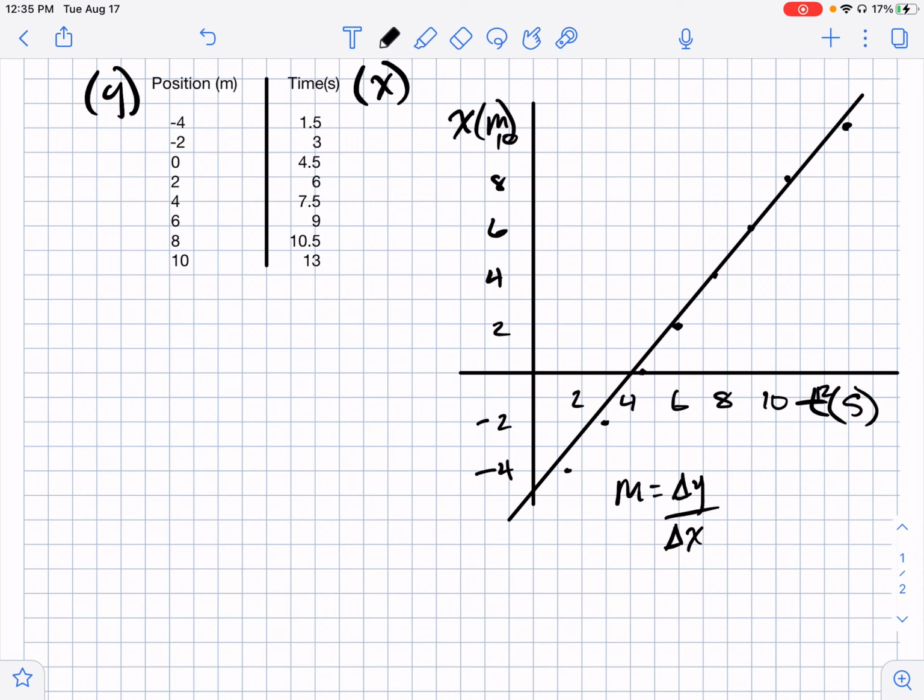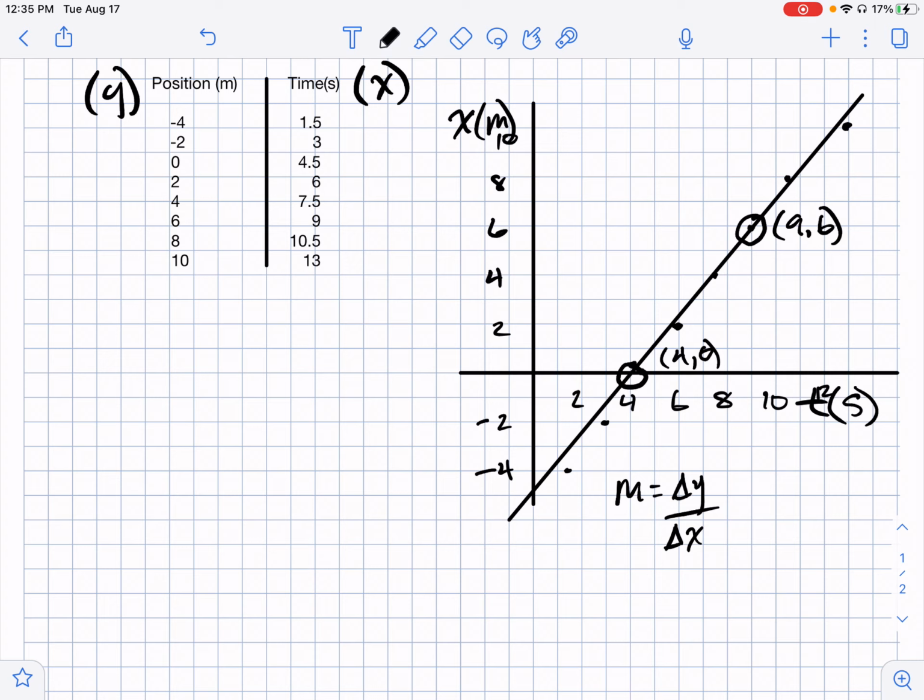So we can pick two points. Looking through here, it seems like it goes through this point. We'll go ahead and mark those coordinates here. That is about 9 seconds, 6 meters. So there's one point. And then it seems like it goes through right there. So let's mark those points. That's around 4 seconds, and that would be at 0 meters.